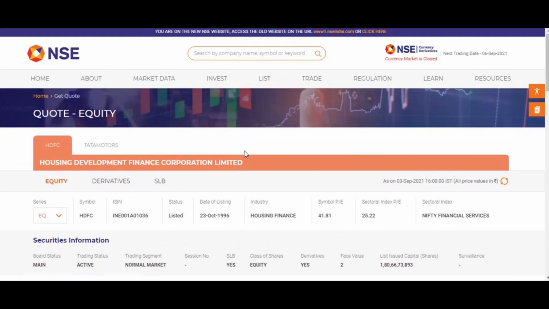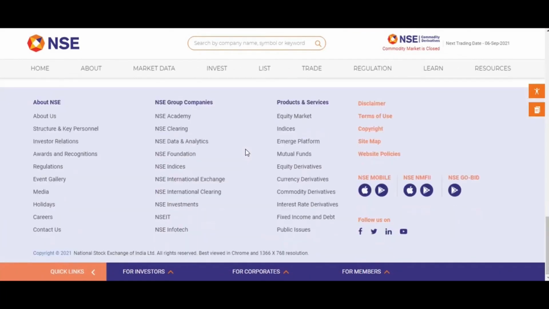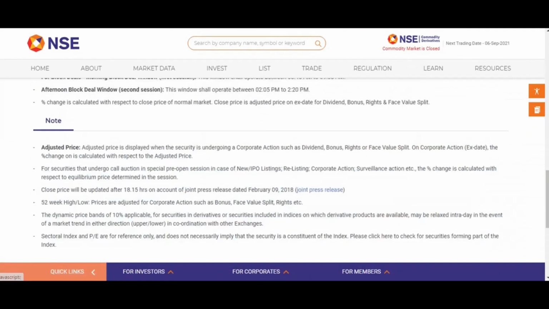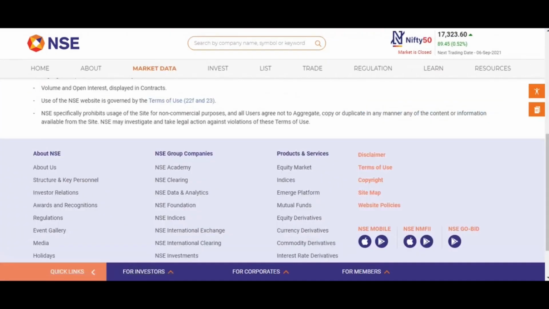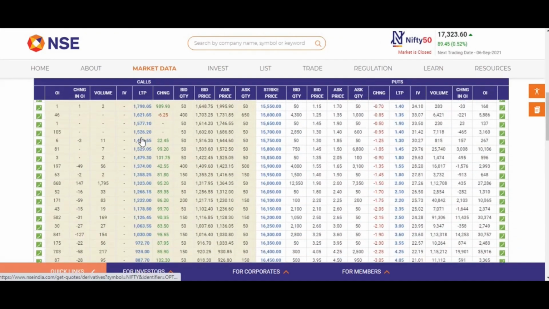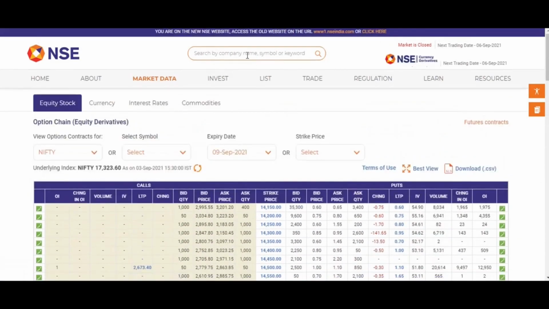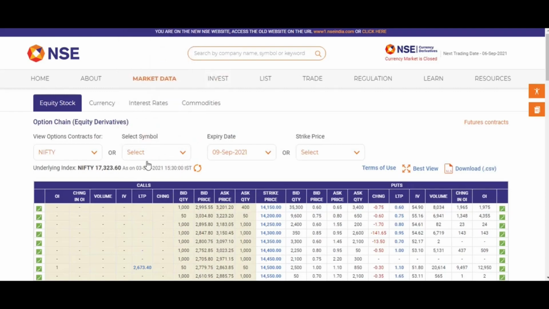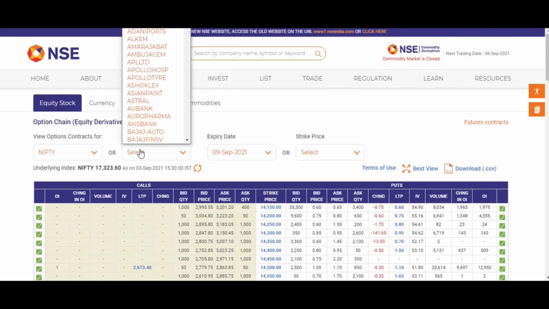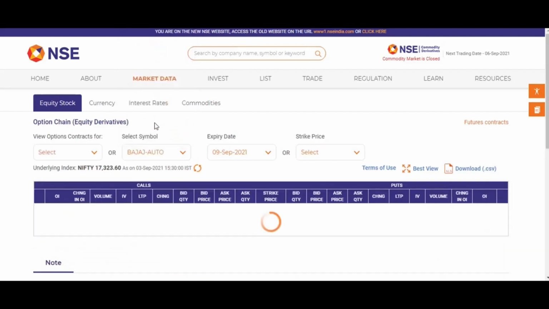The table. Just like the Nifty thing, there's a table for stocks as well. So you can analyze the option chain data of stocks. Why is it not coming up? Okay, over here it is. We were searching over here. Over here the select symbol option is there. So let's go with Bajaj Auto.